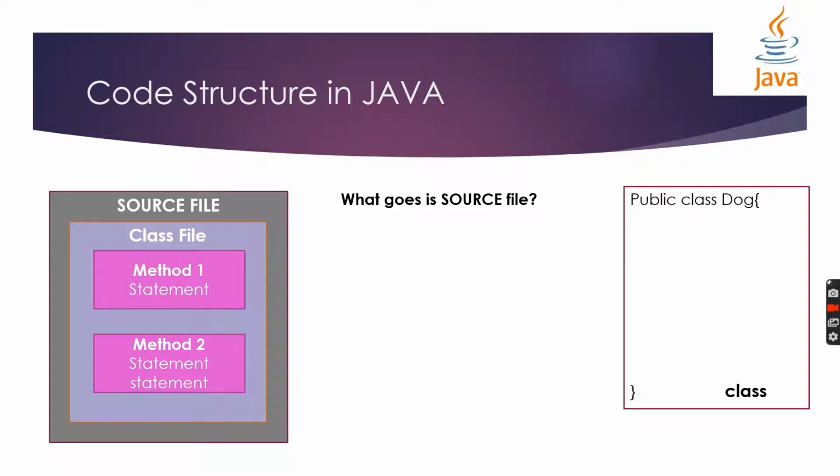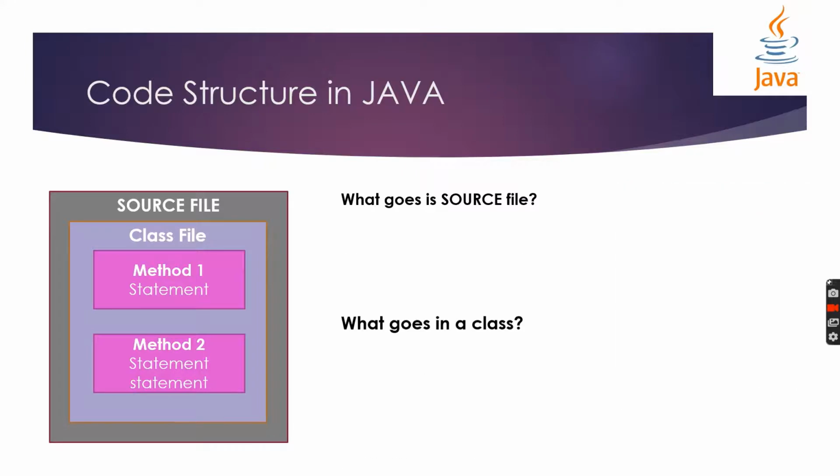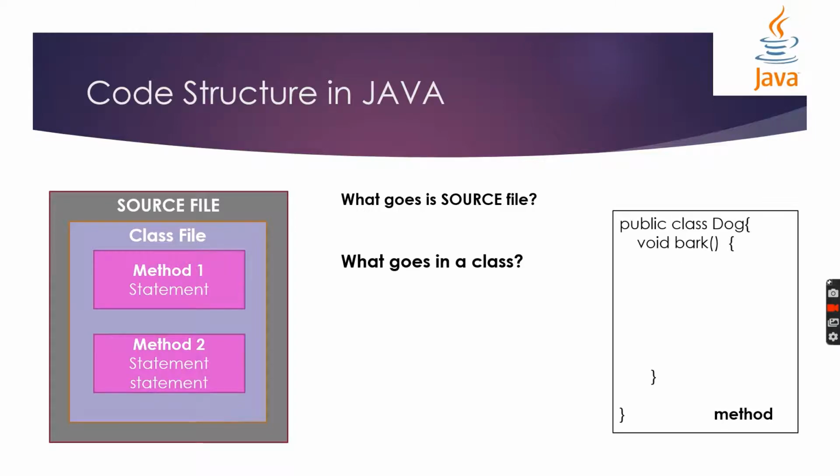Okay, so this is the class file that is included in the source file. The public class, we name Dog as a class file here. So what goes in the class? A class has one or more methods. In the Dog class, the bark method will hold the instructions for how the dog should bark. Your methods must be declared inside a class, in other words, within the curly braces of the class.